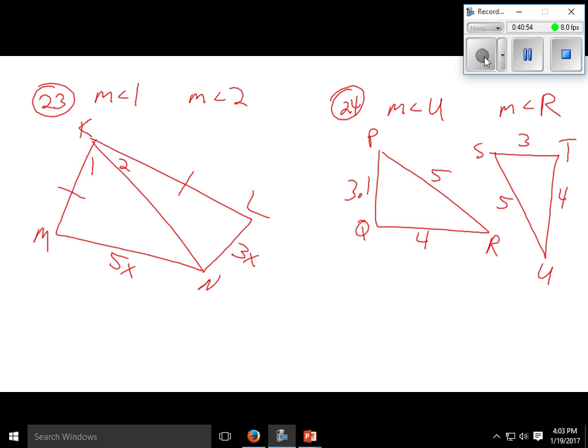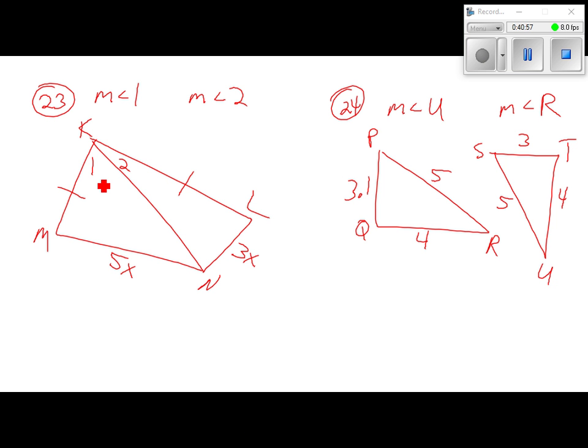All right, 23, we're trying to compare angle 1 to angle 2. We know that this side's congruent to that side. We also know that they share KN, so that side's congruent to itself. Well, we can look at the sides across from angle 1 and angle 2 and compare them, and that's going to tell us how angle 1 and angle 2 compare to each other. The side across from angle 2 is 3x, the side across from angle 1 is 5x. Since 5x and 3x, you can't have x as a negative, because then that'd make this whole side negative. So we know x has to be larger than 0.